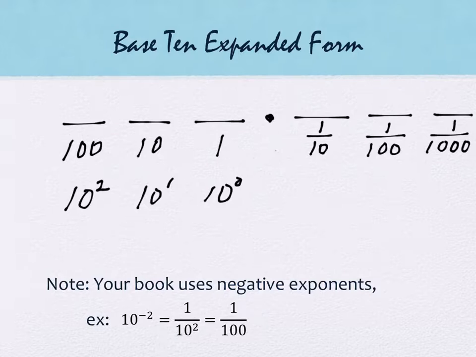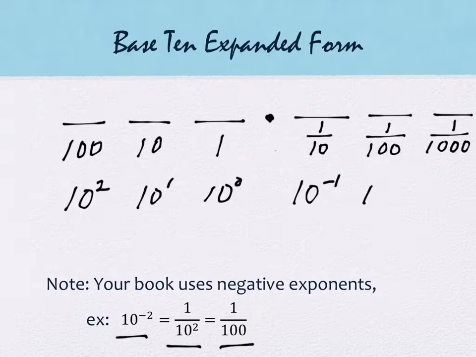So we're going to be writing some things in expanded form. My preference is that you use the fractional versions of these, 1/10th, 1/100th, 1/1000th, because it's really obvious in terms of the language we use what we're talking about. If you choose, though, you may use the negative exponents like your book does. It's okay. I just feel like it gets hidden in what's going on.